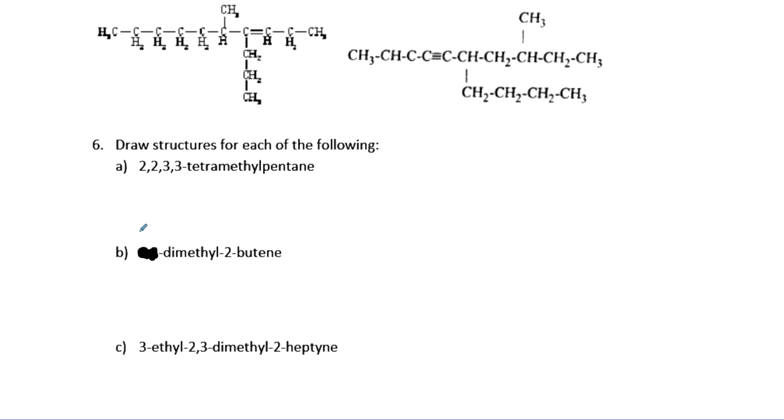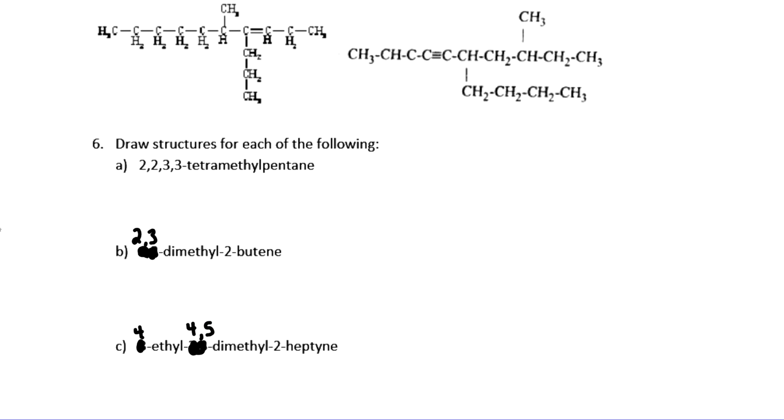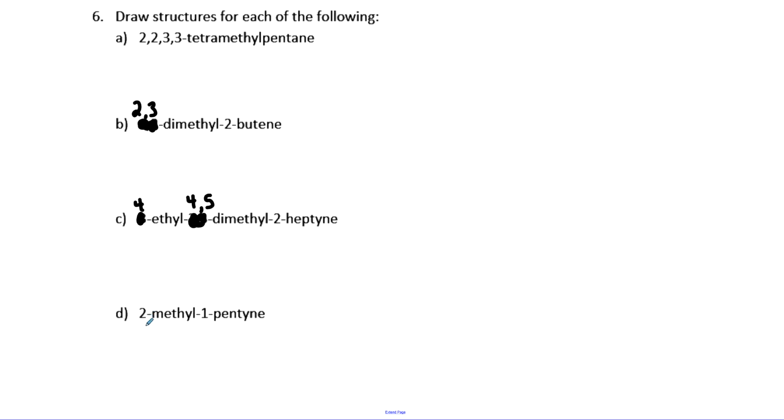So this one here should actually be 2,3-dimethyl-2-butene. This one here, instead of 3, it should be 4-ethyl. And then this should be 4,5-dimethyl-2-heptyne. This one should be 3-methyl-1-pentyne. And I think the last one is good. Okay, so those ones you can go ahead and draw their structures.